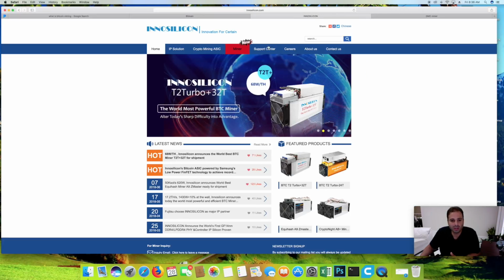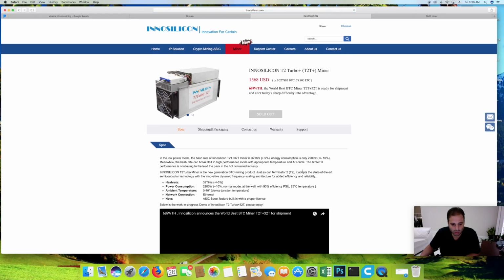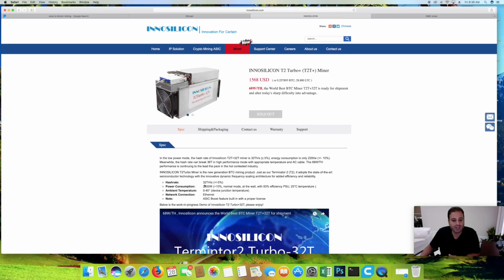If we look here at the new Eno miners, we can see that the T2 Turbo is driving 32 terahash at 2,200 watts. Let's do the calculations on that: 2,200 watts, that's your electricity draw, divided by 32 terahash, means you're getting about 68 joule per gigahash. Now that's pretty good compared to about 1 joule per gigahash, right?